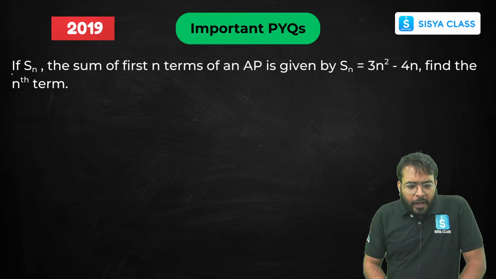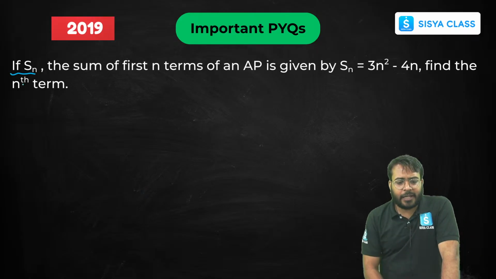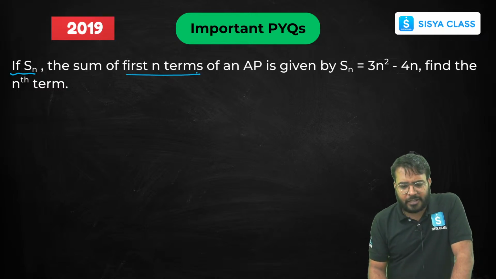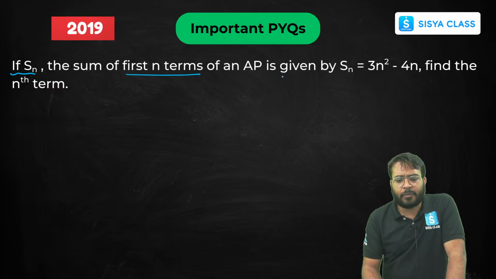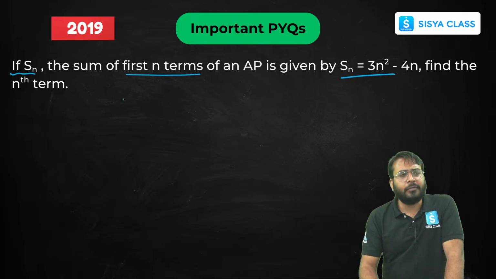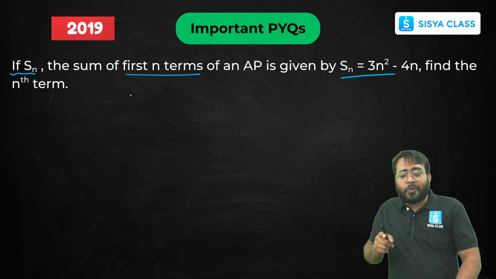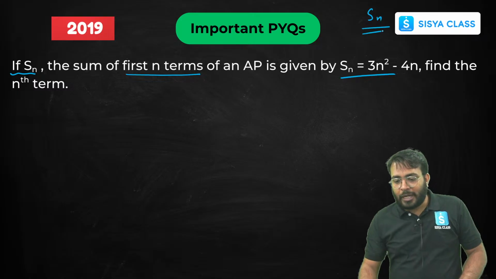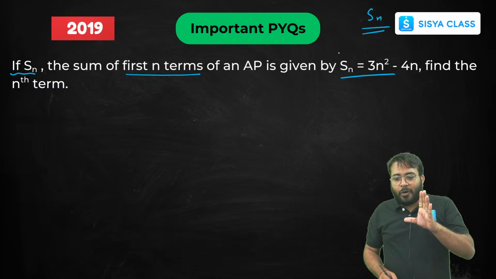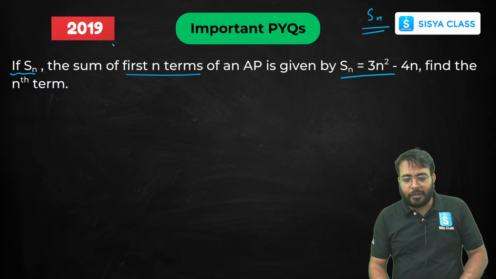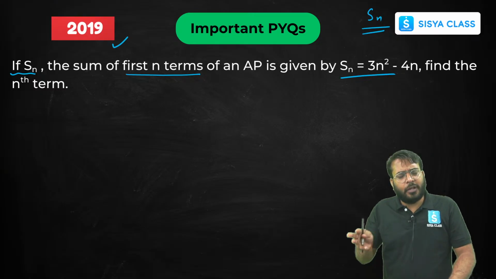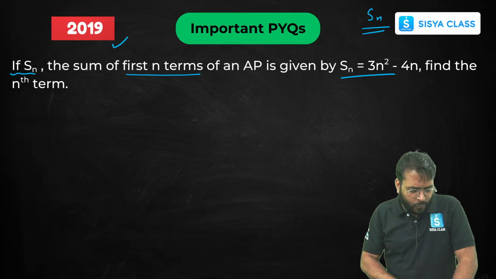Now, if Sn, what they have given here, the sum of first n terms, right? They have just given the meaning. Already I have given this when I was talking about the Sn formula, so at that time I briefed you about this type of question. Can you see here, this question was asked in 2019. Not only in 2019, every 1 or 2 years they used to ask this type of questions.